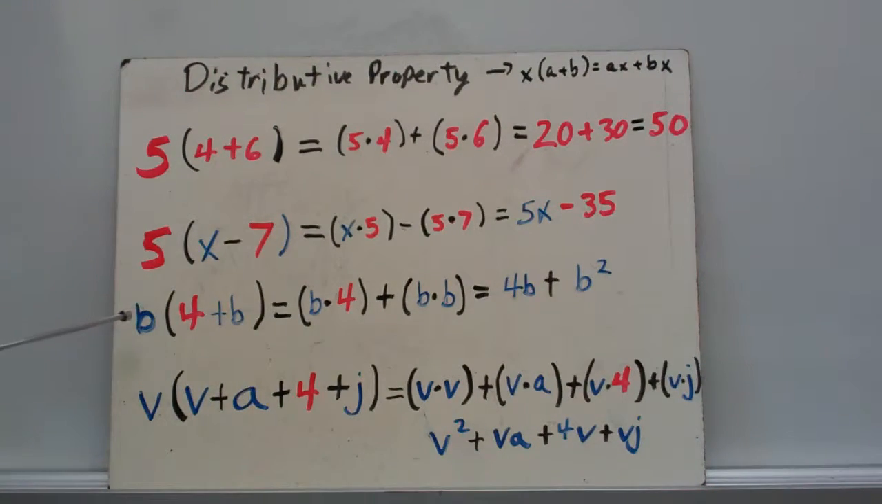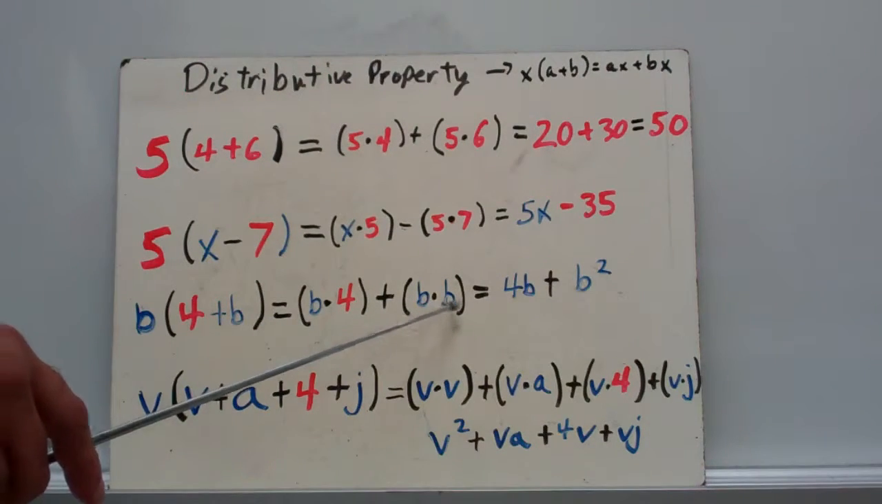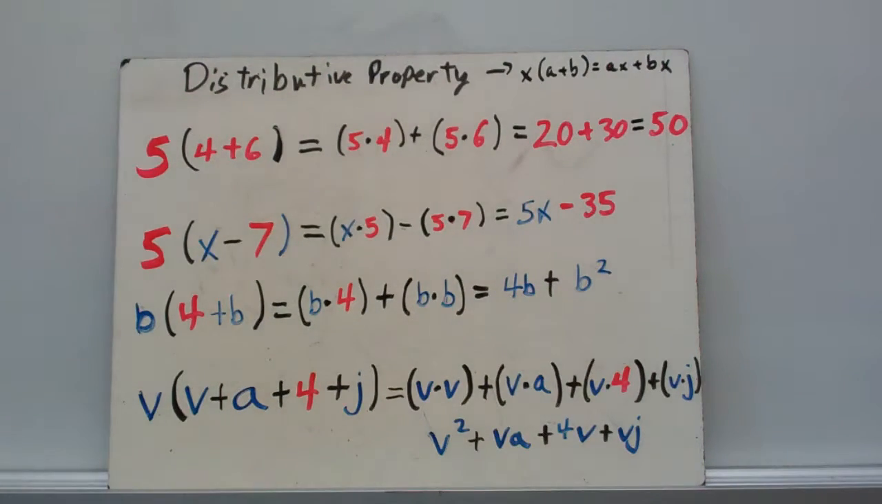On the next example, we have b times the quantity of 4 plus b. So we take b times 4, and then b times b. And b times 4 leaves me with 4b, and b times b leaves me with b squared. And again, we can't simplify this anymore.